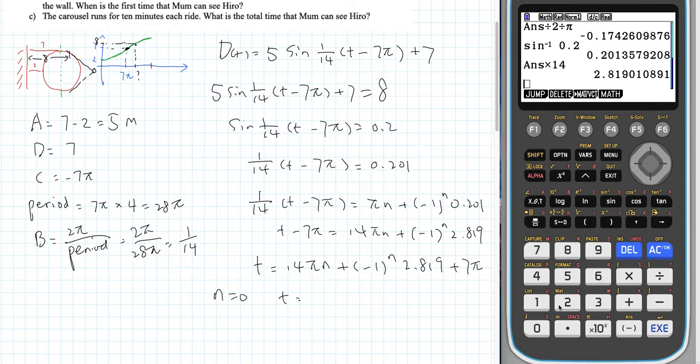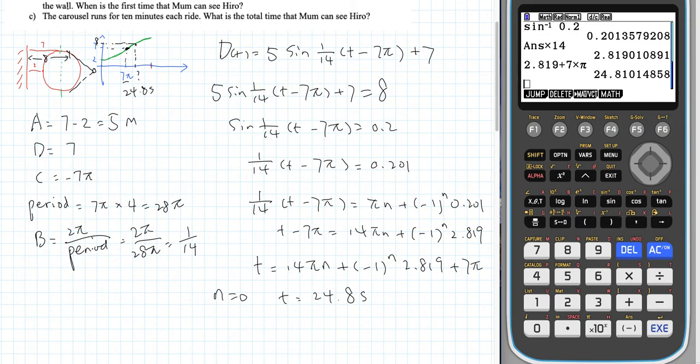So hence we have 2.819 plus 7 times pi, right? So hence we have 24.8 seconds over here. Let's have a look whether it makes sense or not. 7 pi is roughly about 21.9, and so the next closest time that the distance is 8 is 24.8. So that makes sense, it's close enough. Cool. So that's question B sorted.